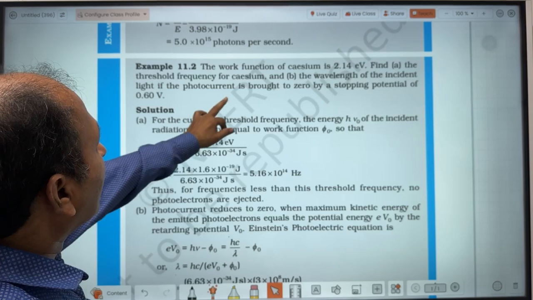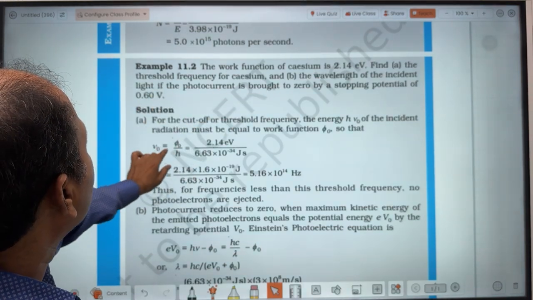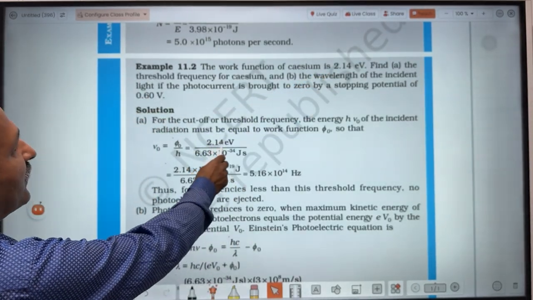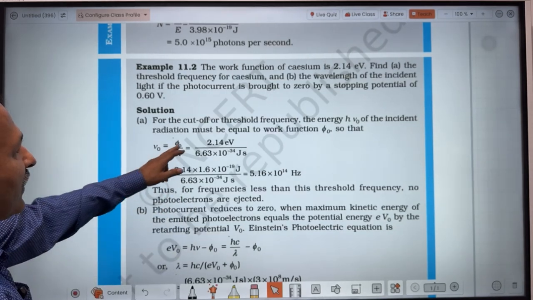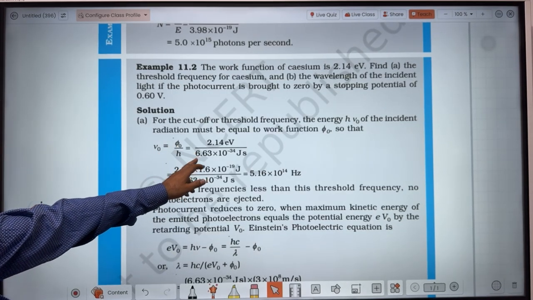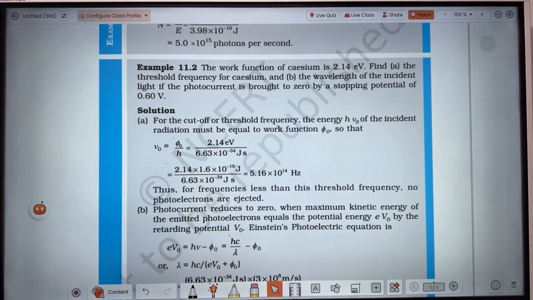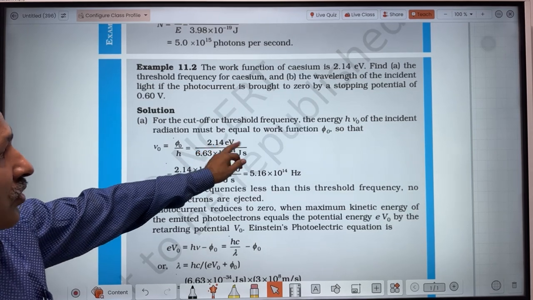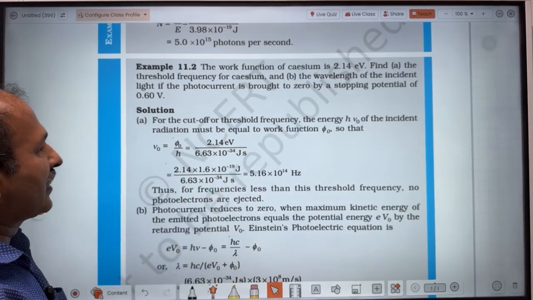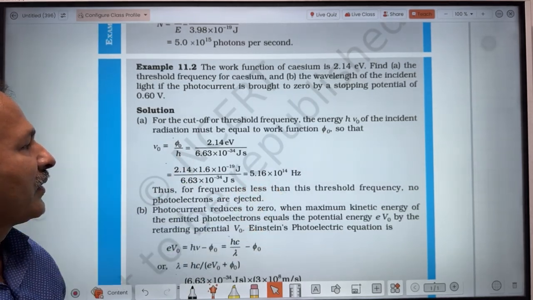So here, the first concern is to find the threshold frequency. Here, this phi 0 is given. So phi 0 is 2.14 electron volt, and from the formula nu 0 equal to phi 0 divided by h. h has the value 6.63 into 10 power minus 34. If we simplify, here this is given in electron volt. So write the electronic charge here, the value of 1 electron volt, that is 1.6 into 10 power minus 19 joule, and then divide. So after division you will get 5.16 into 10 power 14 hertz.